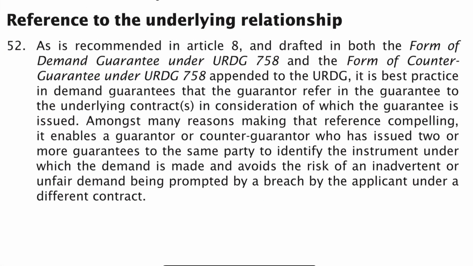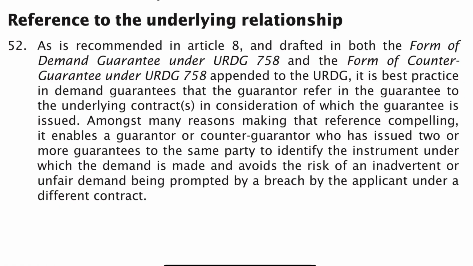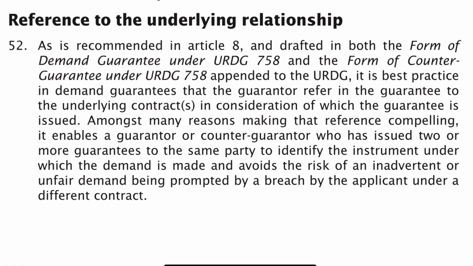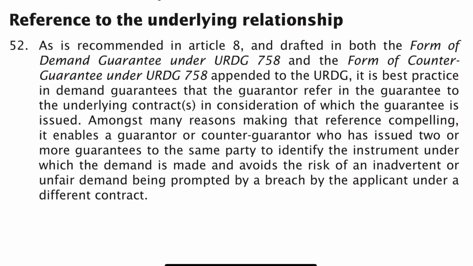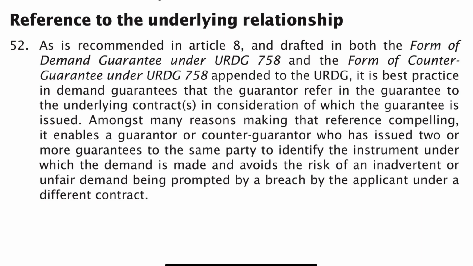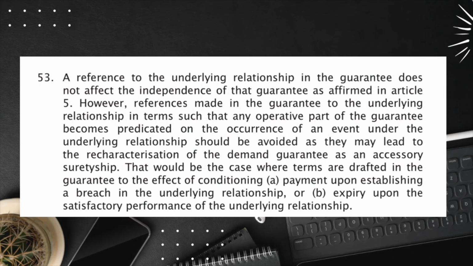Let's talk about referencing the underlying relationship as covered in Rule 52. It's best practice to mention the contract related to the guarantee. This helps avoid confusion, especially if multiple guarantees exist. However, Rule 53 warns against making payment or expiry conditional on the contract performance. That could reclassify the guarantee as a suretyship.